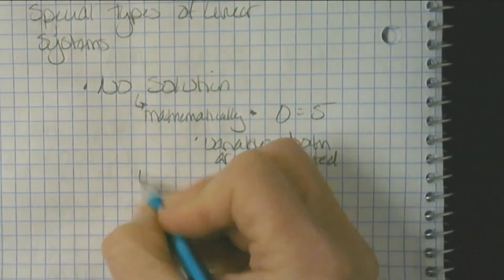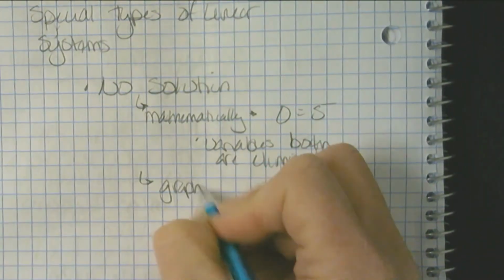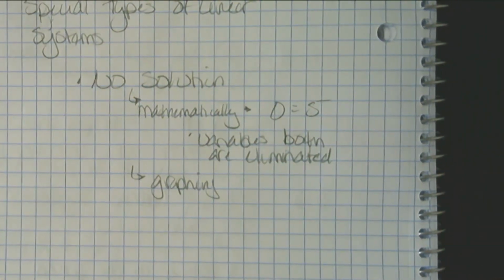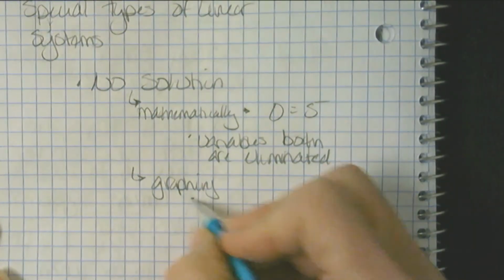From a graphing perspective, what would the solution look like if it's a no solution? Giselle? Yep, we have parallel lines.